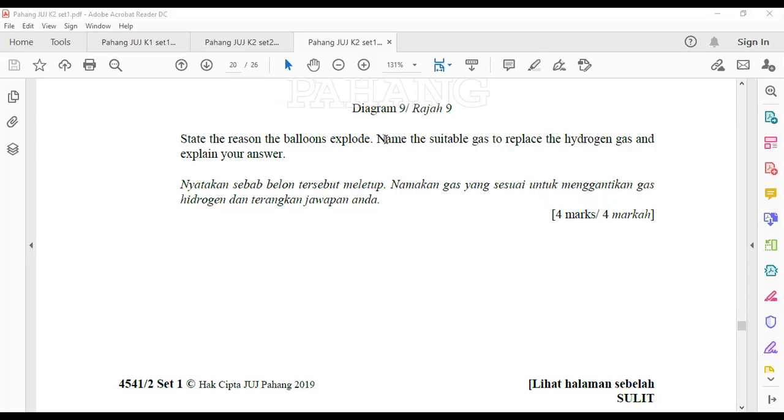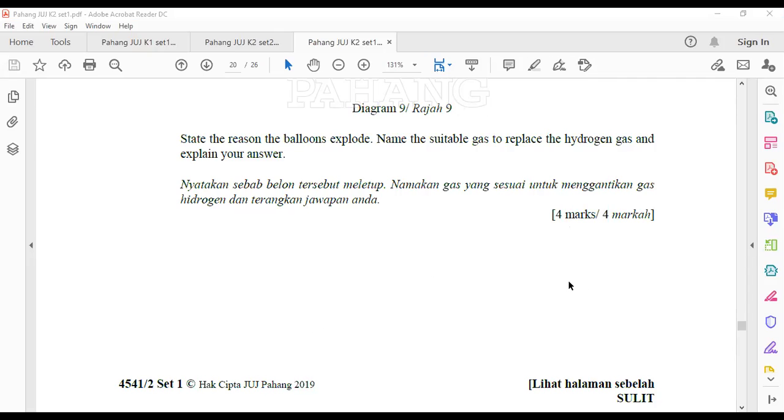Now, you are going to name a suitable gas. You don't want to use hydrogen gas anymore. So what is suitable? Your answer can be helium. Please take note, it says name, so you have to spell it out. Helium is suitable to replace. What is the reason? Reason number 1, helium is lighter. And everyone knows that helium is chemically inert. So with that, you make up the 4 points.